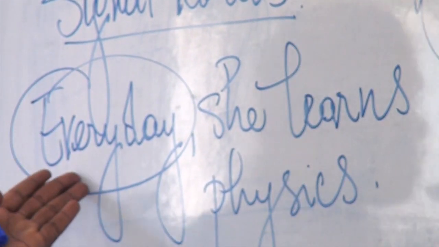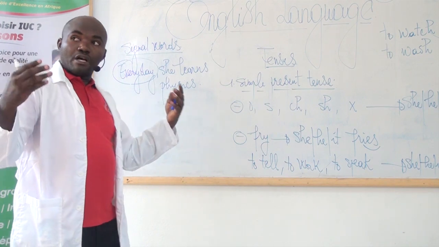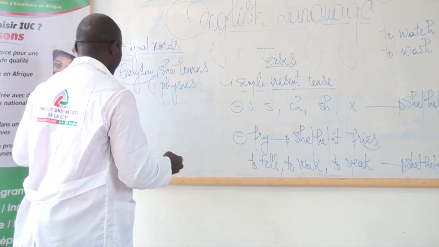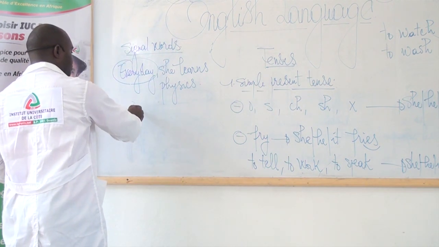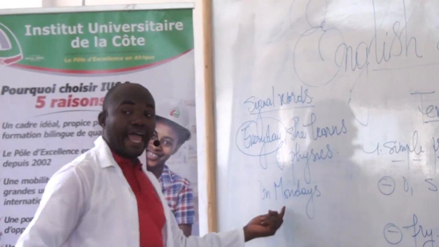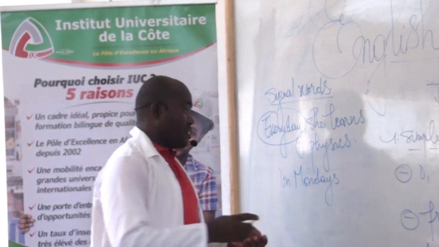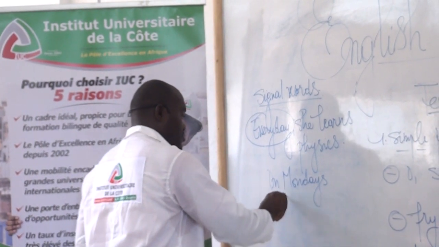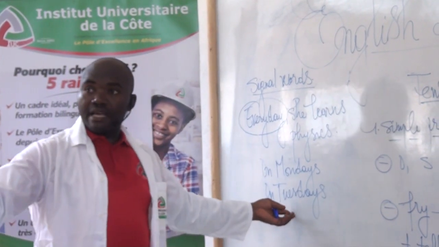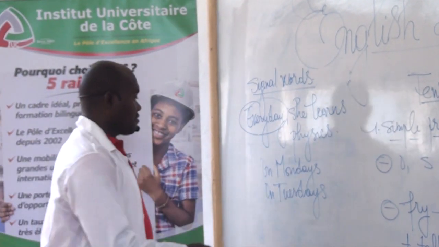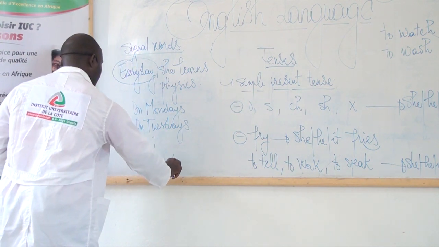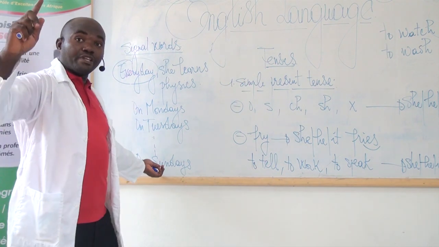Okay, now apart from every day, we have other signal words. For example, we can have on Mondays. When we say on Mondays, it means every Monday. We can say on Tuesdays. On Tuesdays, it means every Tuesday. We can say on Sundays. It means every Sunday.